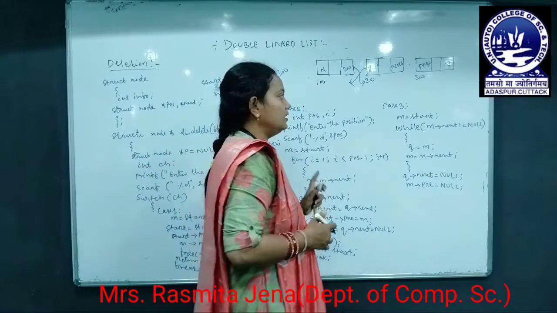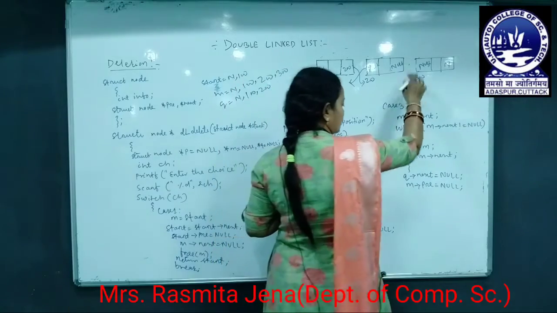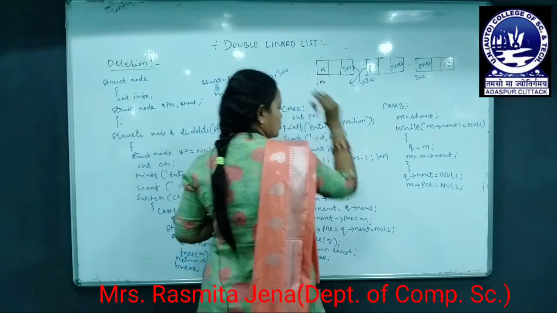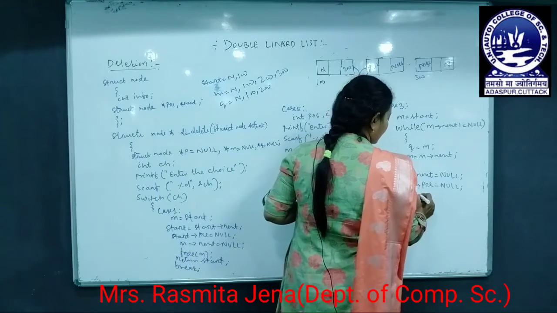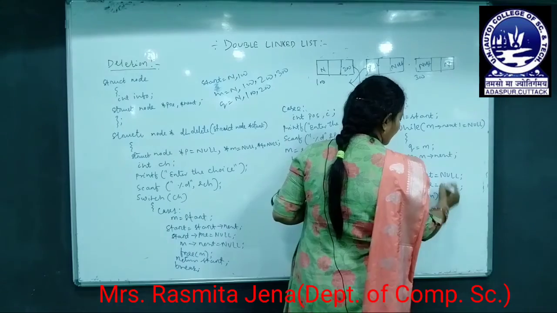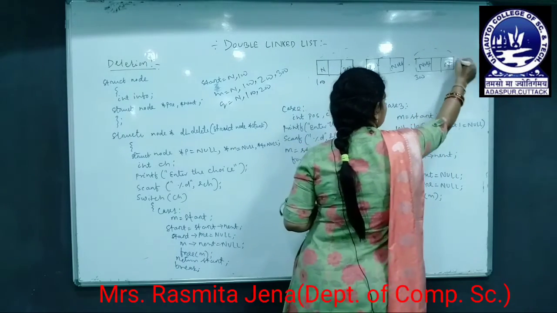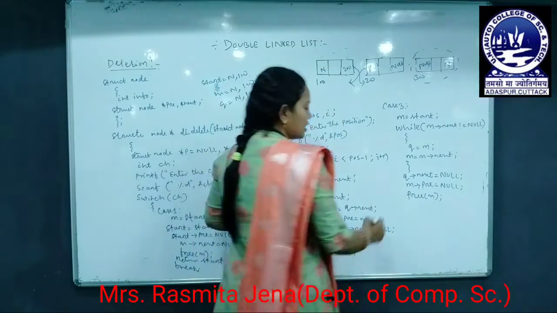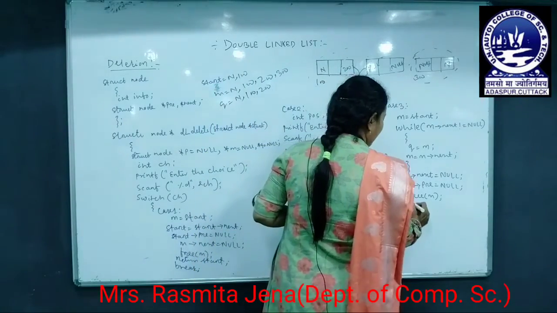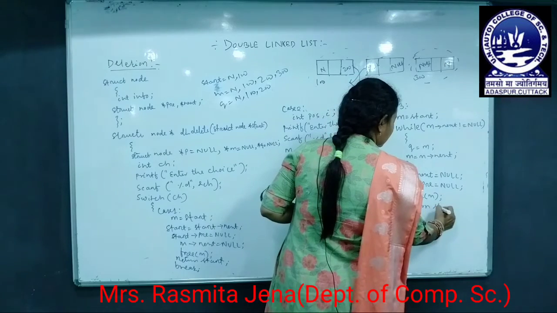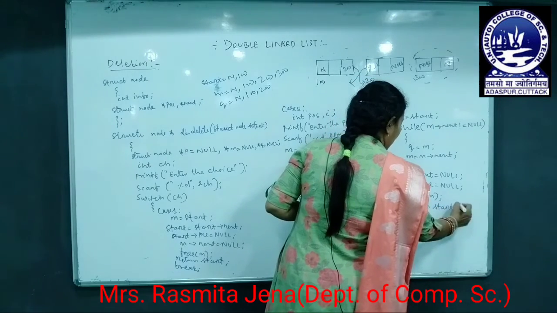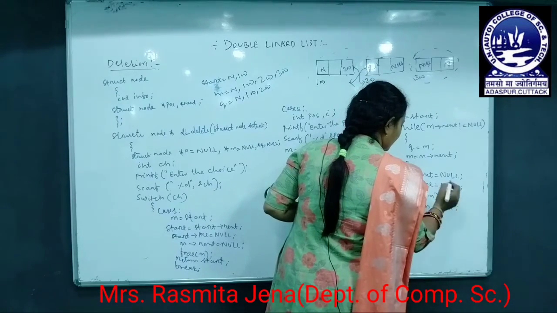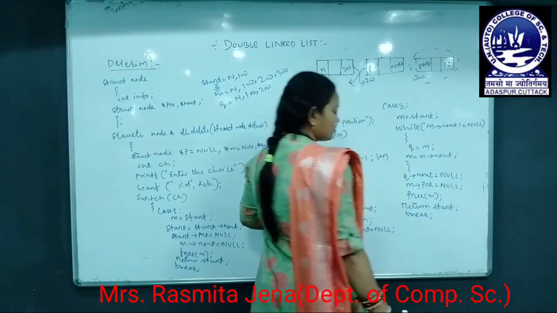Now we release the memory space of the last node. This address is held by the pointer m. So I can write free m. It will free this memory space. It means it deletes the last node of the double linked list. Now I return the starting node address. Return start. And as we are in case 3, we must execute a break statement. So this is our case 3.